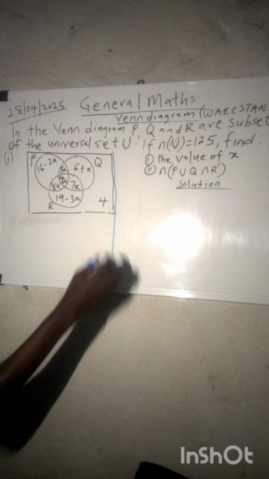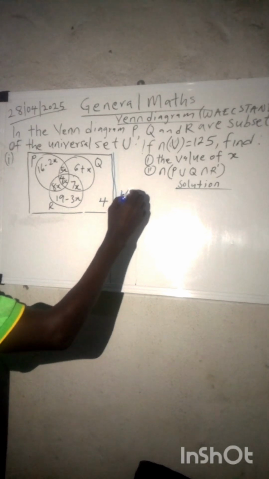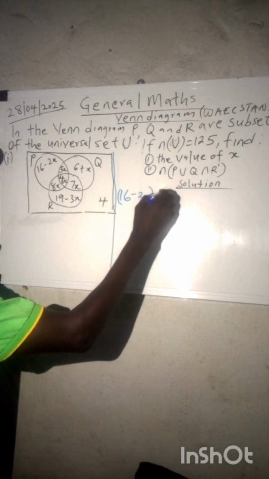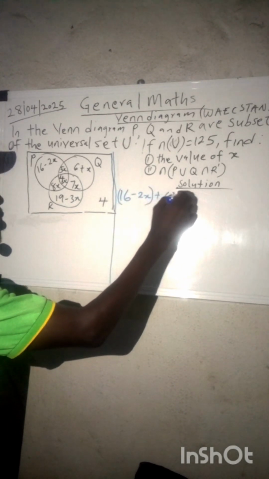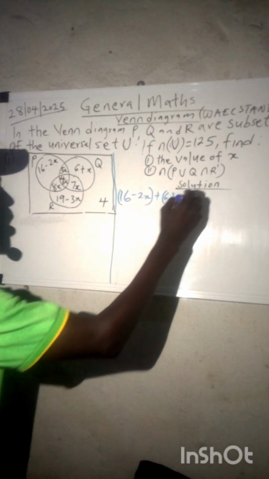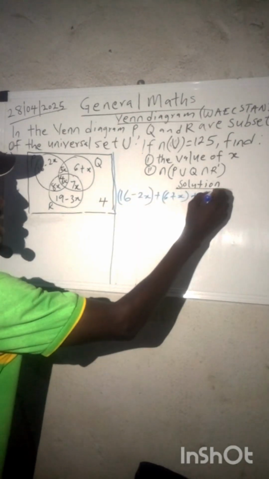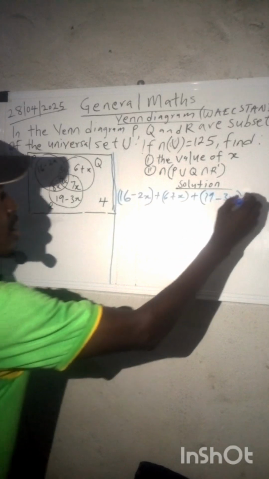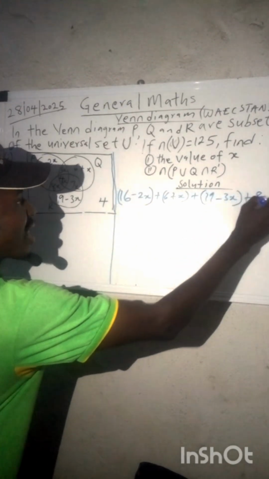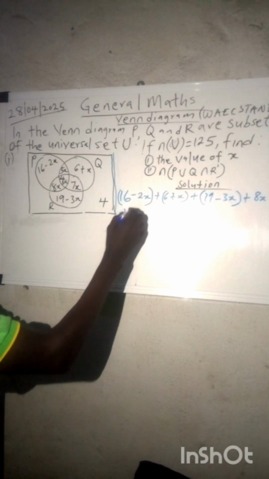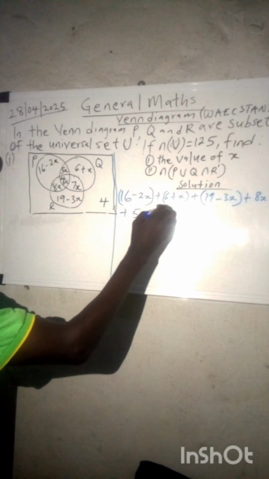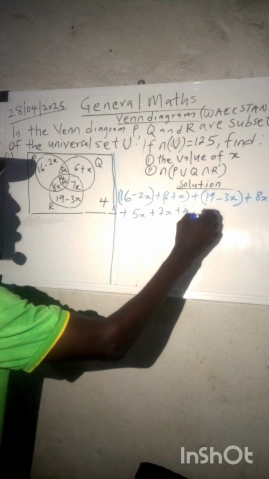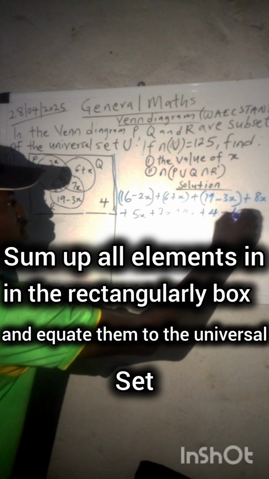Now let's get started. 16 minus 2x, you enclose in a bracket, plus 6 plus x, you enclose in a bracket, plus 19 minus 3x, also enclosed in a bracket, plus 8x plus 5x plus 7x plus 4x plus 4 is equal to 125.